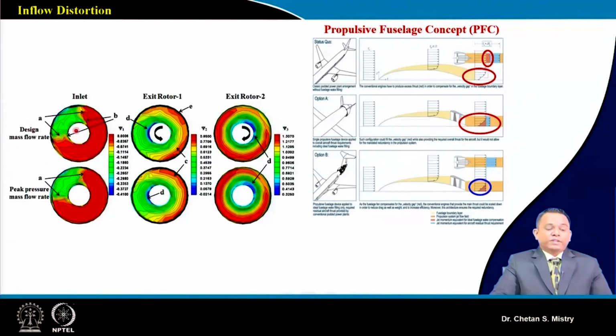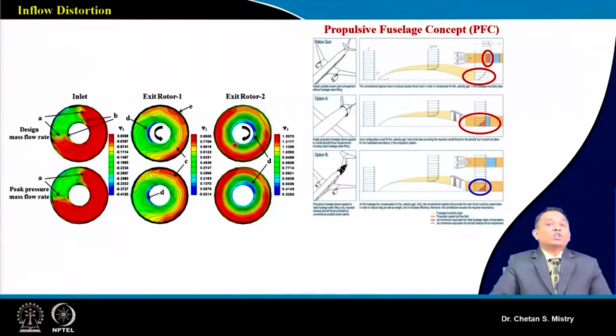Okay, so this is what is representing the design mass flow configuration, and this is what is representing the peak pressure mass flow configuration. In the interest of time, we will not be discussing in detail, but you can understand the use of a counter-rotating fan: it gives the benefit of nullifying the effect of inflow distortion. So at the exit of my stage, we will not have any distortion effect.